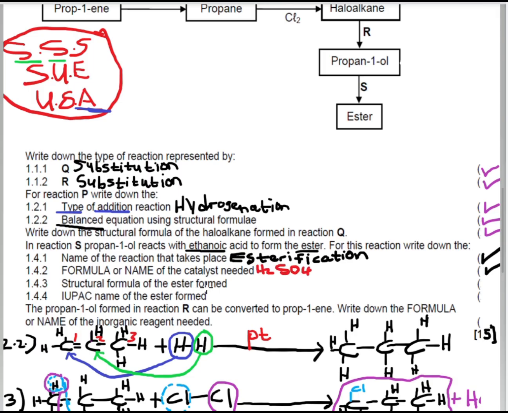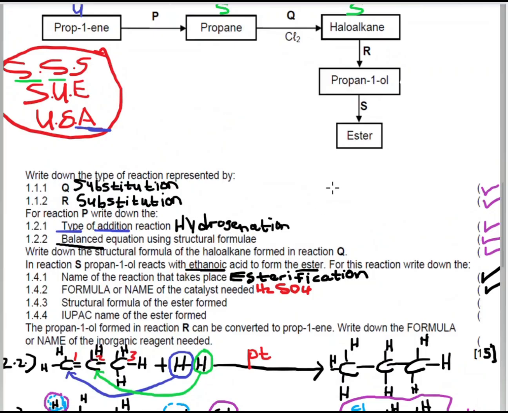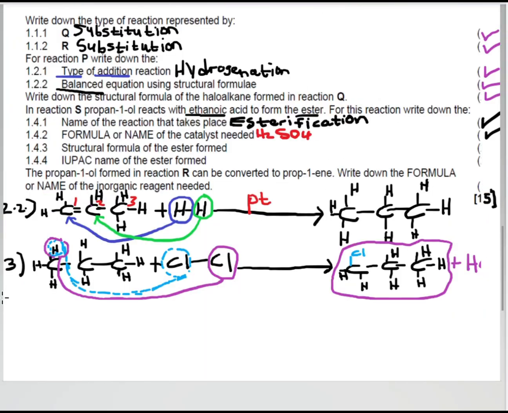They want the structural formula of the ester formed. Now I'm going to show you how the structural formula is formed here. That question is 2 marks. The structural formula of the ester formed is 2 marks, guys. Let me show you how that ester is formed. We are reacting an alcohol with the carboxylic acid, which is the ethanoic acid, to form an ester. We are given that it is ethanoic acid. So 1.4.3.